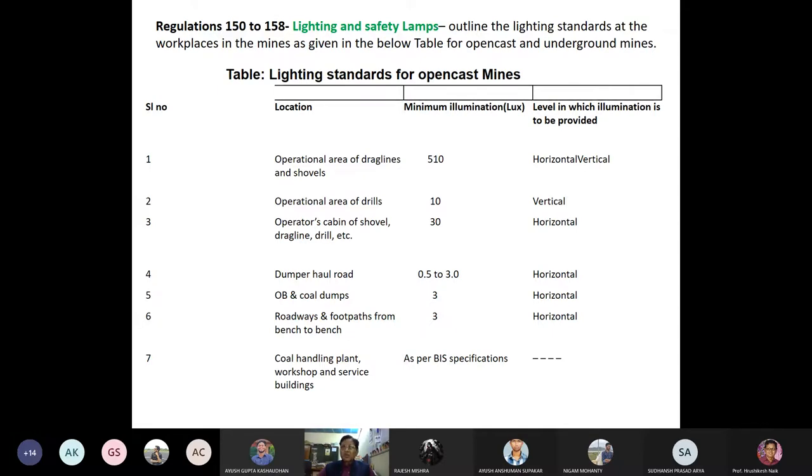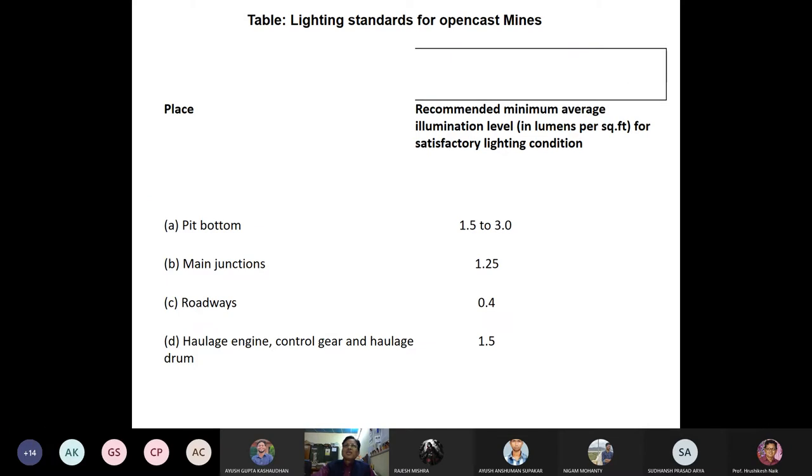Dumper haul roads, the illumination level should be 0.5 to 3 lux, horizontal measurement. Overburden and coal dumps, the minimum illumination level should be 3 lux, and it should be measured horizontally. Roadways and pathways, footpaths from bench to bench, the illumination level should be 3 lux, measured horizontally. And in the coal handling plants, workshops, and service buildings, the minimum illumination level should be as per Bureau of Indian Standards specifications.